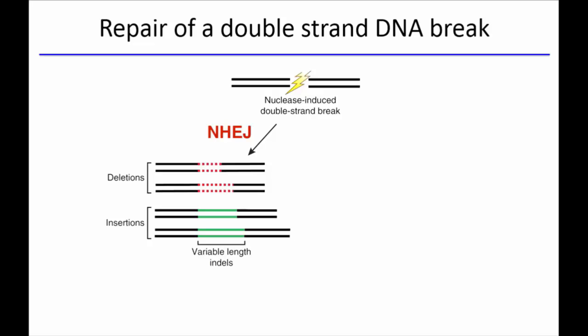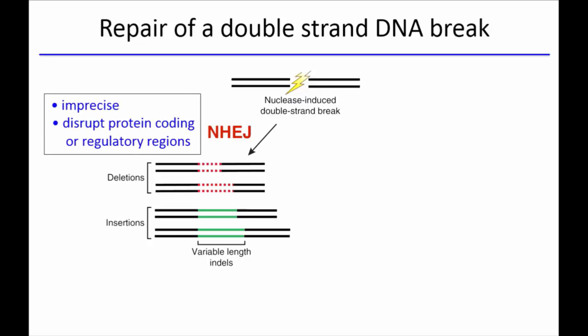And so what will happen is the break can get sealed, but there can be variable mutations within the two ends, either deletions where different numbers of nucleotides are removed, or insertions where nucleotides are added. And so in this way, this process is imprecise. And if it occurs within a protein coding region, it can be obviously damaging. Or if it occurs within a DNA regulatory region, as you'll hear in my talk and in Stu's talk next.